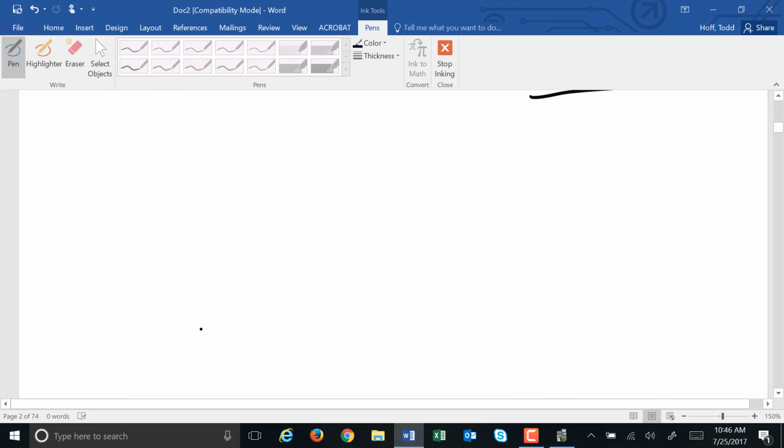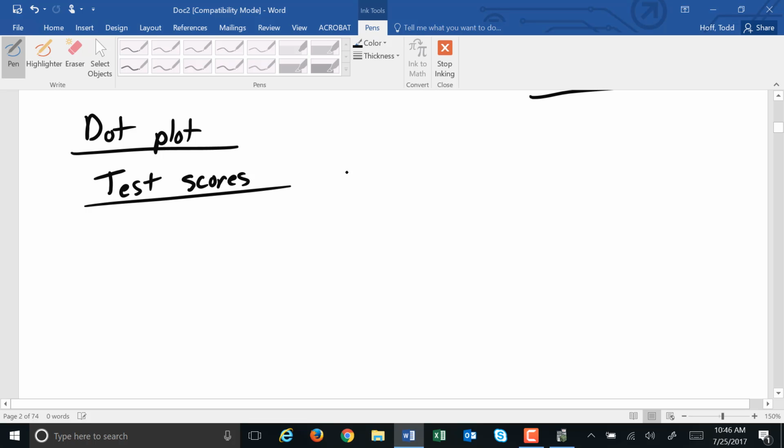Now, another type of display, as we're transitioning into more statistical analysis over the next couple of classes, is called a dot plot. What a dot plot is, is just a number line with results put on it. Let's say I want to look at test scores from the last test. Let's say the lowest score we had was a 60.